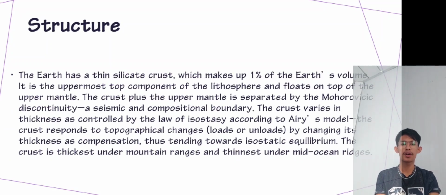Okay, let's go to the structure of the Earth crust. The Earth has a thin silicate crust which makes up 1% of the Earth's volume. It is the uppermost component of the lithosphere and floats on top of the upper mantle. The crust and upper mantle are separated by the Mohorovicic discontinuity, a seismic and compositional boundary. The crust varies in thickness, controlled by the law of isostasy according to the Airy model. The crust responds to topographical change, load or unload, by changing its thickness and composition, thus tending toward isostatic equilibrium. The crust is thickest under mountain ranges and thinnest under the mid-ocean ridges.